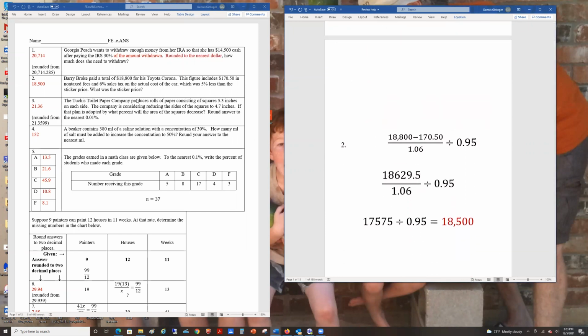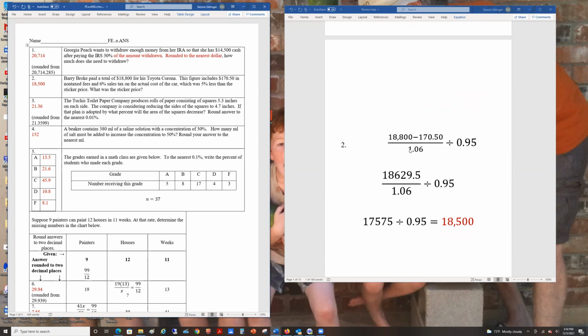All right, number 2, here's that car again. First thing you have to do is read the problem and understand it. The fees are not taxed because what's taxed is the actual cost of the car, which is 5% less than the sticker price. So the first thing we have to do is subtract the fees off. And after we do that, we divide by 1.06.